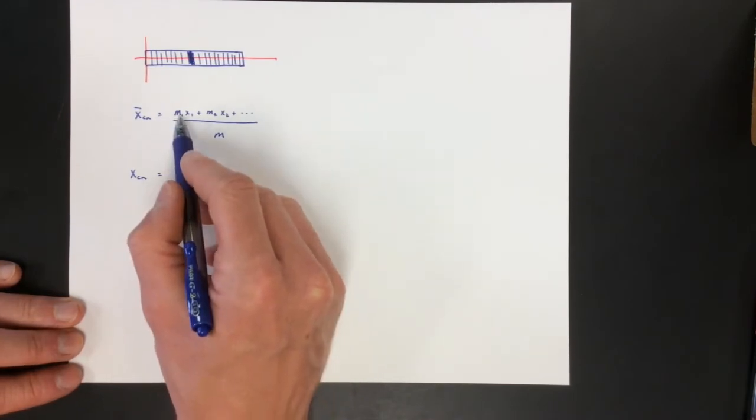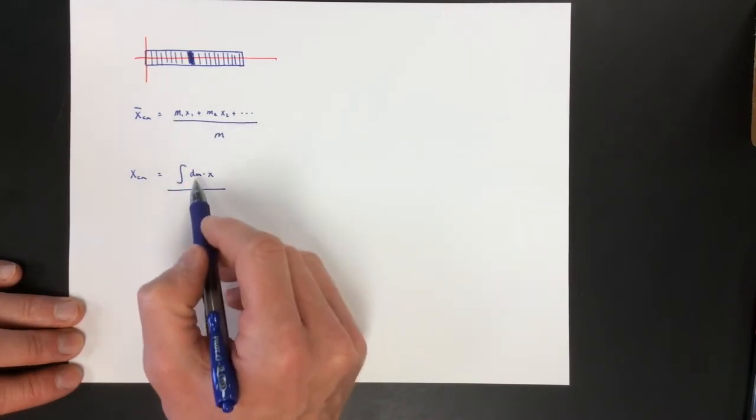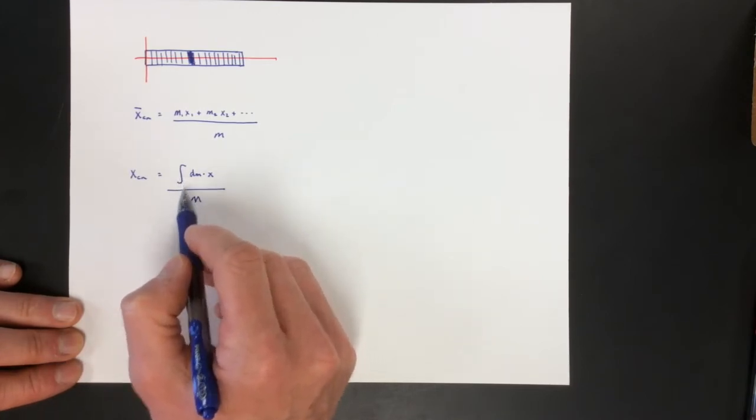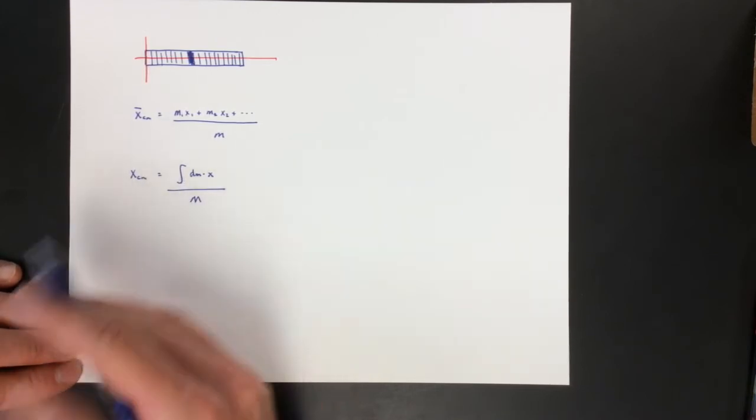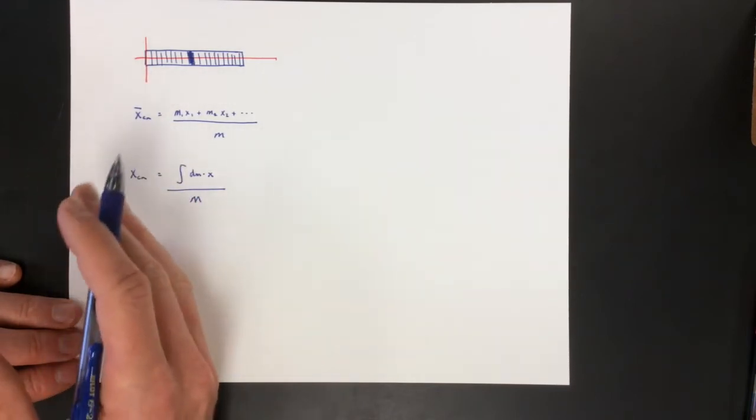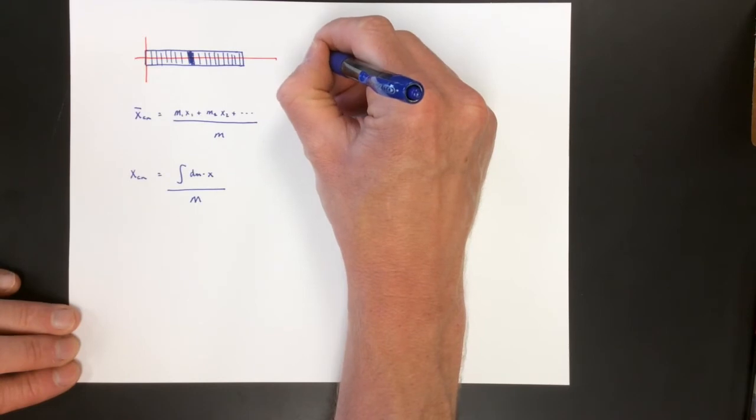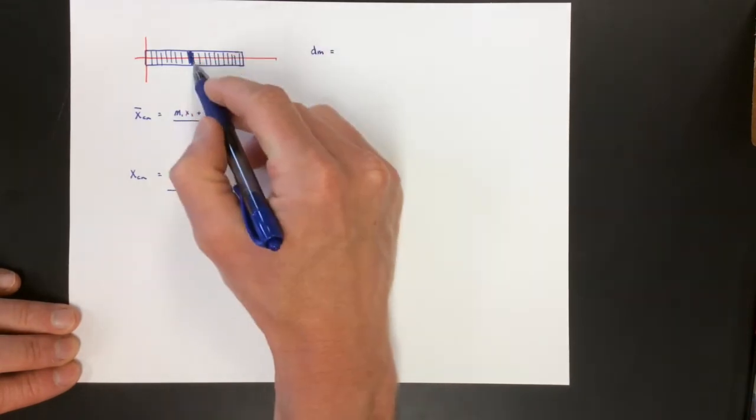dm is like each one of these m1, m2, they're all the same, but they're all at a different location x. Well, you sum them up, and then you divide by that total, and that gives you the average position of each one of those pieces. Okay, so what is dm? Well, dm is the mass that's located right here.